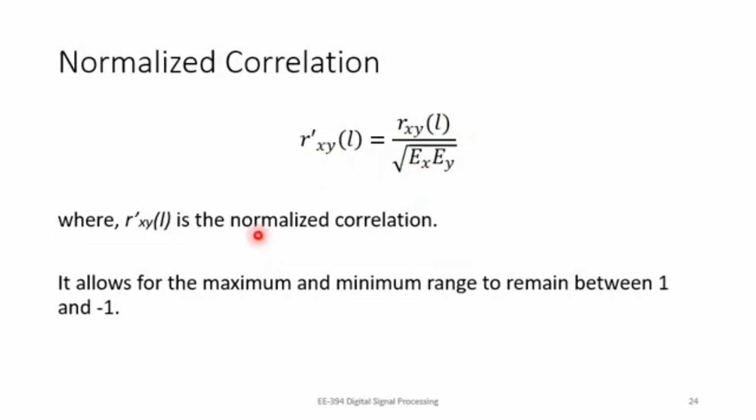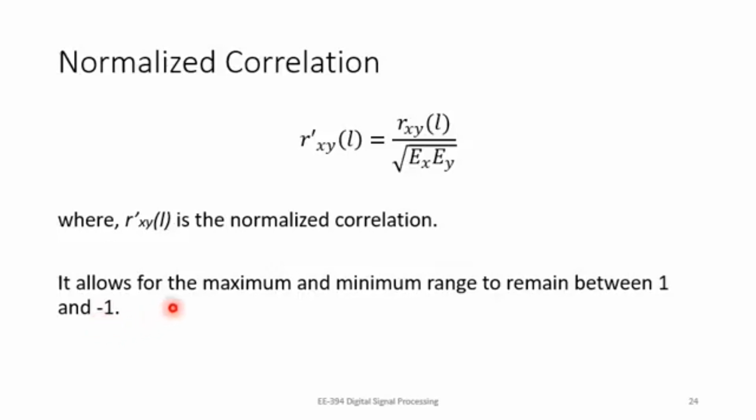And the good thing about normalized correlation is that it has a maximum and minimum range. The maximum value will be 1 and the minimum value will be -1. 1 means maximum correlation, the signals are exactly similar. And -1 means they are exactly similar in the inverted sense. And 0 means there is no correlation at all.